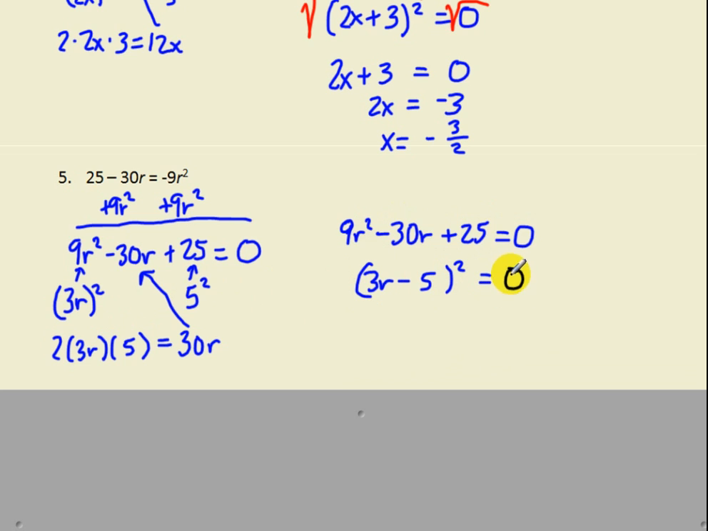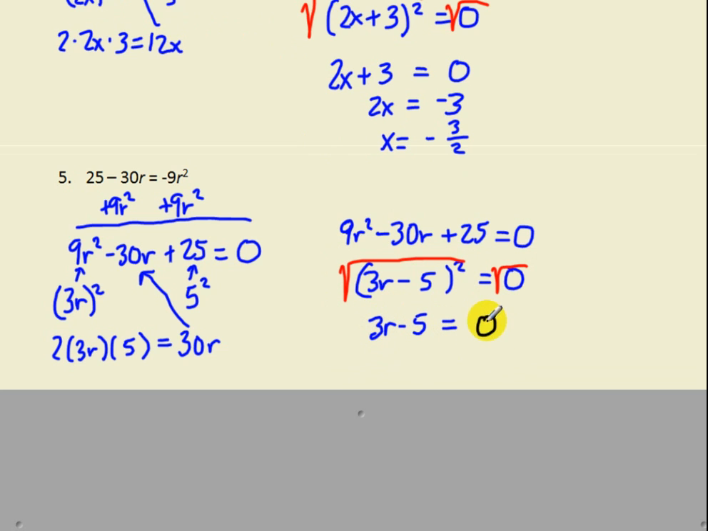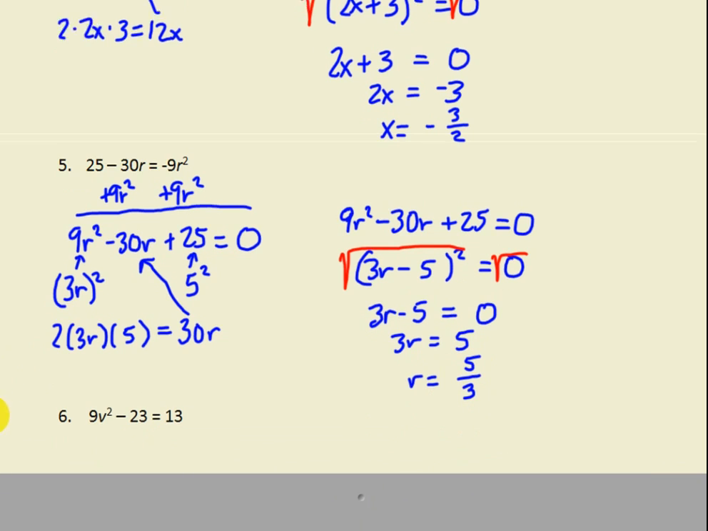squared equal to 0. And again, we can take the square root of each side, so we get rid of the squaring. And again, we're only going to end up with one solution as a result. So we end up with 3r minus 5 is equal to 0. So that means we can add 5 to get 3r equals 5, and then divide by 3 to get r equals 5/3. Again, please just leave that as a fraction. So we're set.